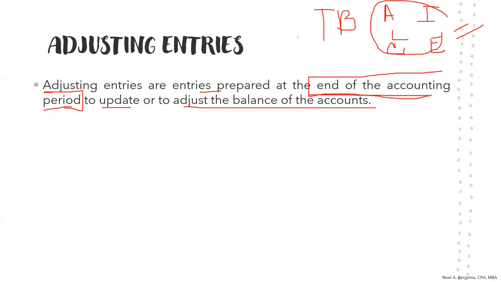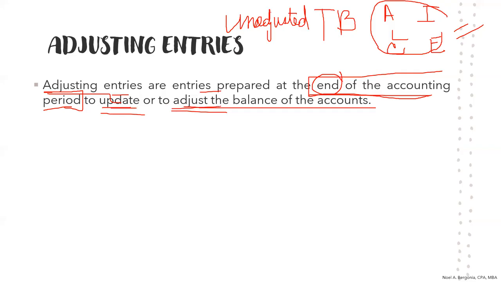Okay? So kaya nga ang tawag actually sa trial balance ay unadjusted balances. Meaning, they are not yet adjusted. Kaya nandyan sa adjusting entry is to make sure that those unadjusted balances are updated or adjusted. Okay, so I hope that that is clear, ha? It is dated at the end of the accounting period and the purpose is to update or to adjust the balances.